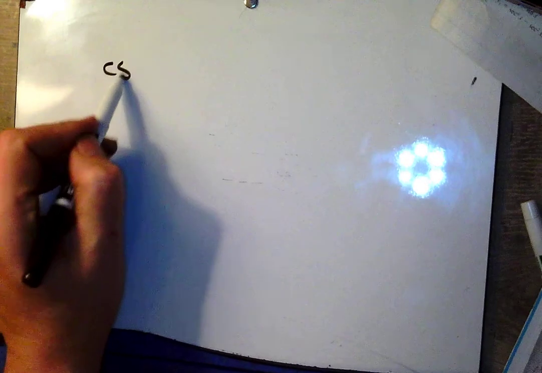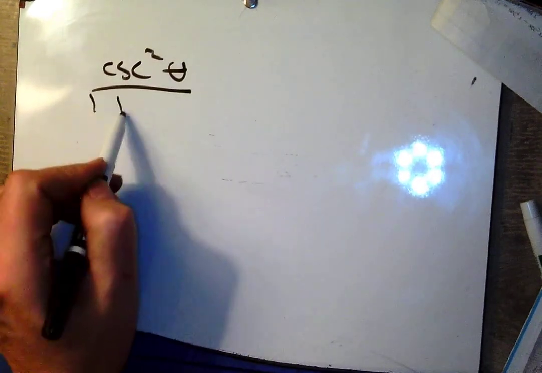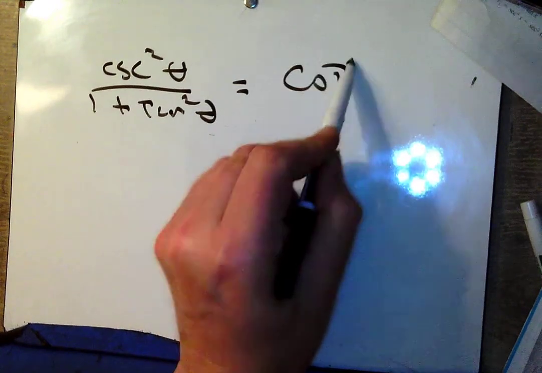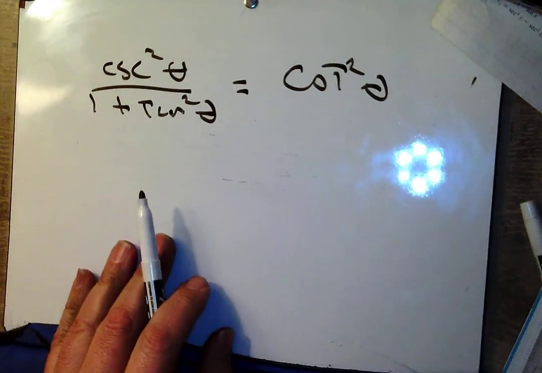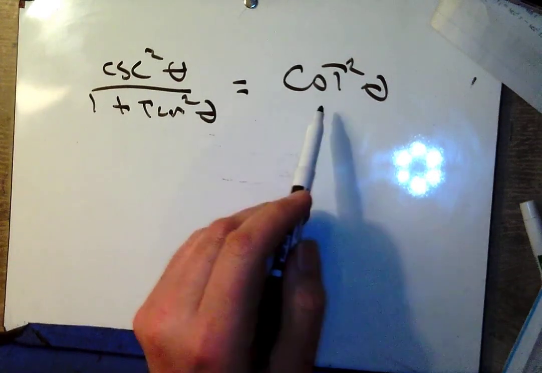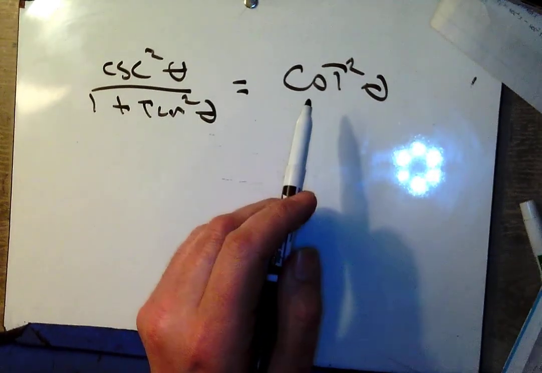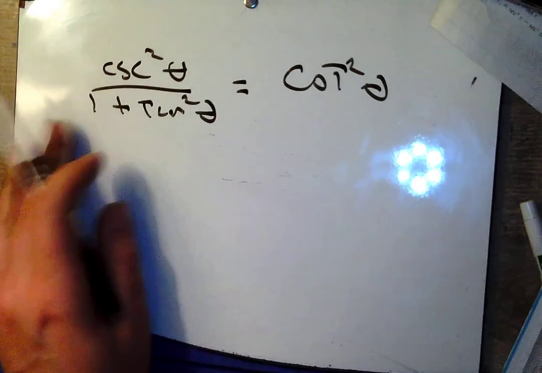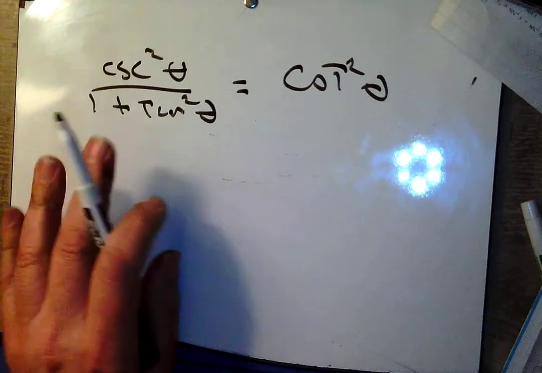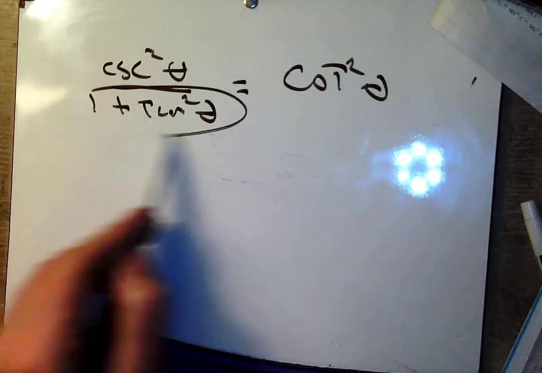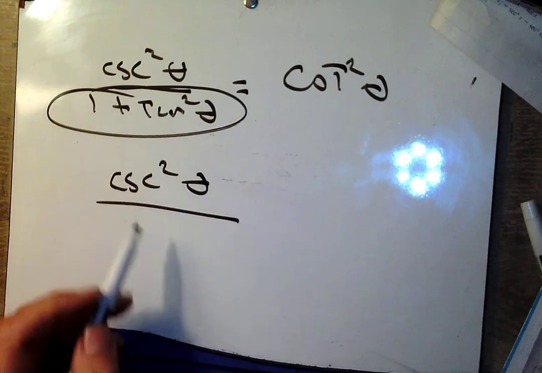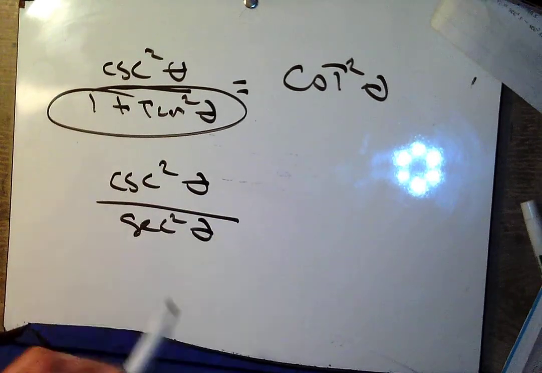How about cosecant squared theta over 1 plus tangent squared theta equals cotangent squared theta? Well, that's not a fraction. Could be written as a fraction, but right now that's not a fraction. That's a fraction. I wonder if there would be some way I could do something over here that would simplify it. Like, do you recognize that 1 plus tangent squared is secant squared?